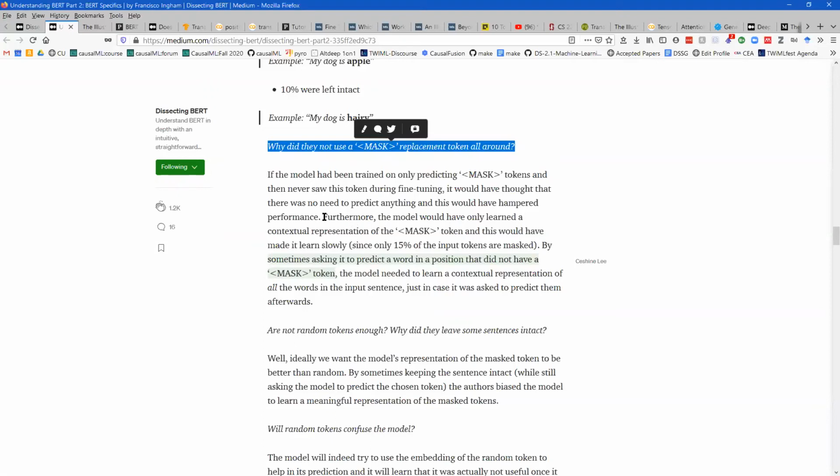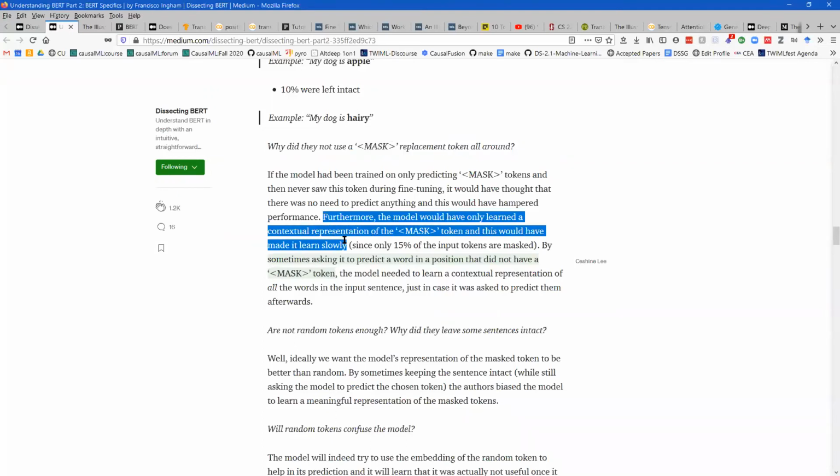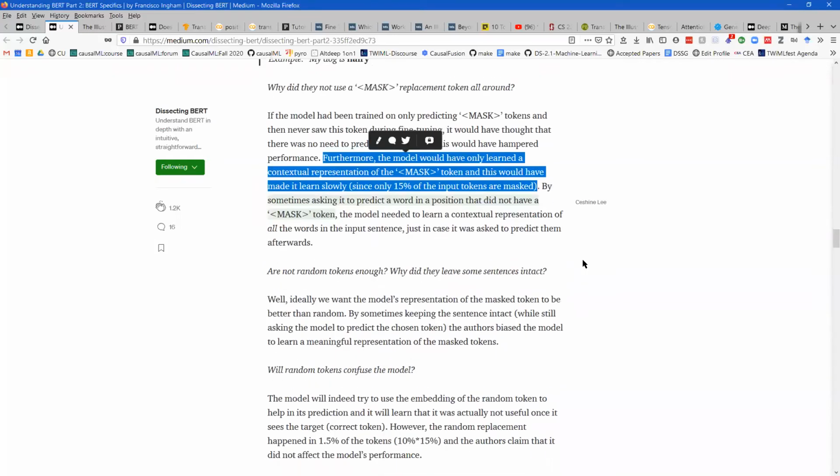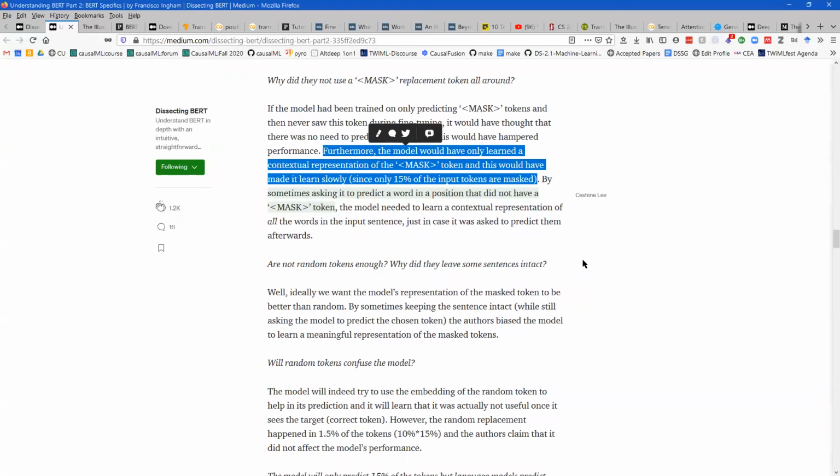He says that 15% of the time, this would make the model learn slowly, since only 15% of the time it's learning something for only 15% of the words. But then by sometimes asking it to predict a word in a position that didn't have a mask token, you force the model to learn a contextual representation of all the words in the input sentence, just in case it was asked to predict them afterwards. So I'm not quite sure what that means.